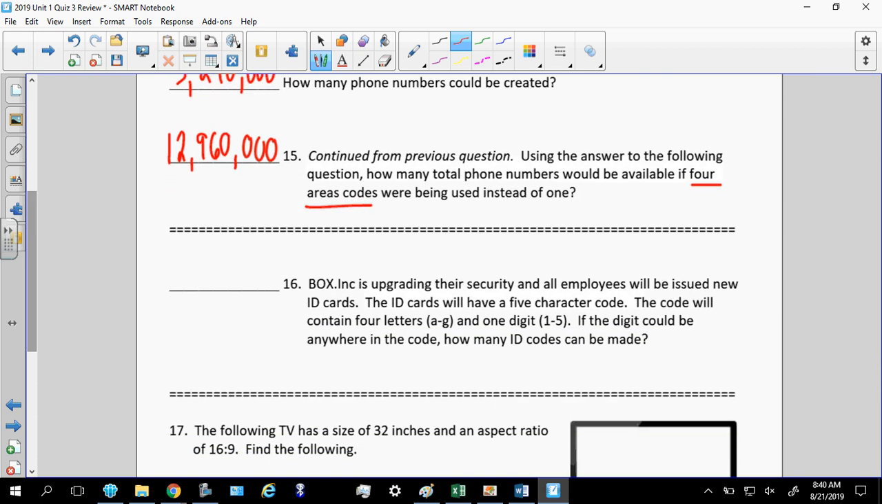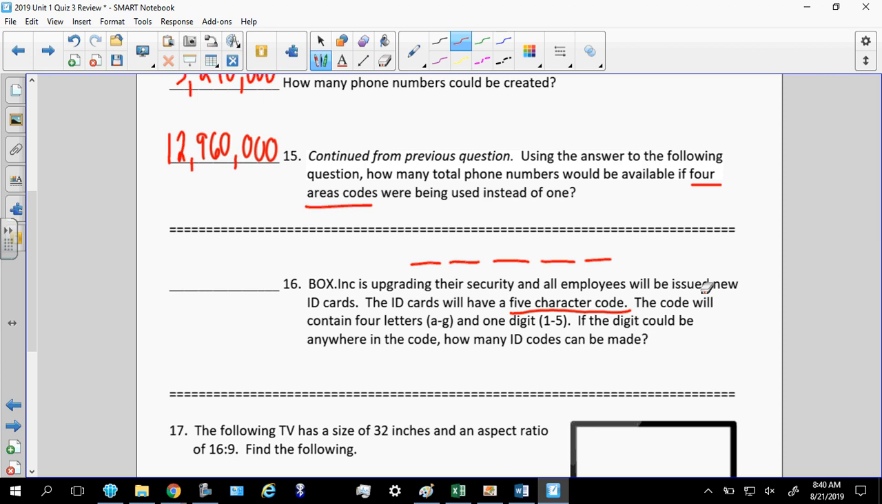Question number 16. Box Incorporated is upgrading the security. All employees will be issued a new ID card. The ID cards will have a 5-character barcode: 1, 2, 3, 4, 5. I know I have to put something in those blanks. That's why you draw blanks.